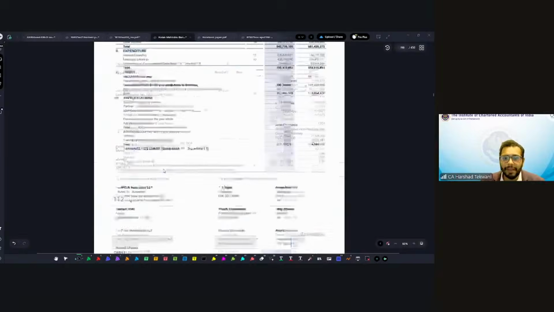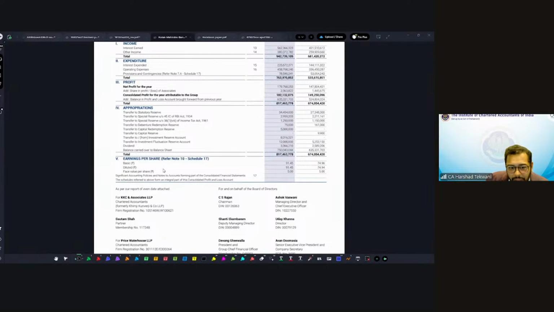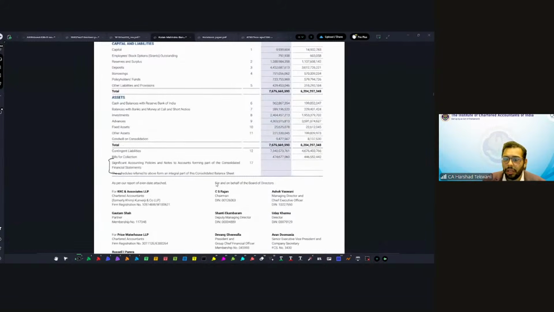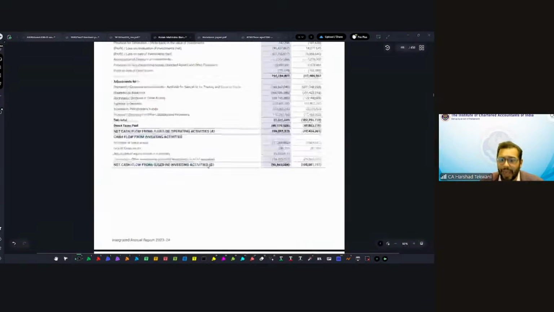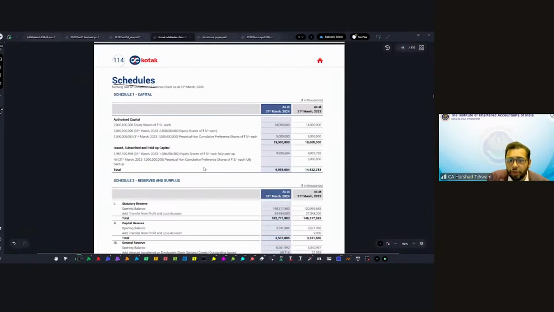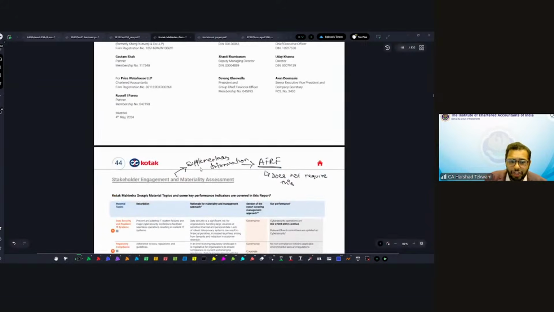Whenever we prepare the financial statement, we write one line: the schedules and the accounting policies form an integral part of the CFS, or the consolidated profit and loss account. The significant accounting policies and notes to accounts form part of the consolidated financial statement. That's why we go and see the schedules, which are an integral part. Now the question is, is this mentioned anywhere in your financial statement? The answer is no. It's not part of schedules, notes, accounting policy, or statements. That means it's supplementary information.